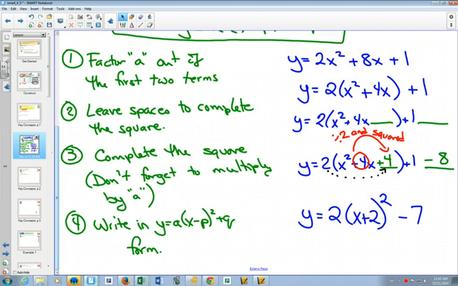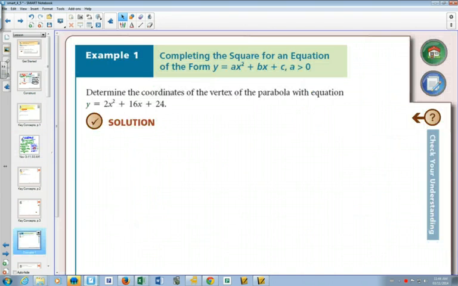Okay, now we can do our examples. We're going to use these steps to do it.